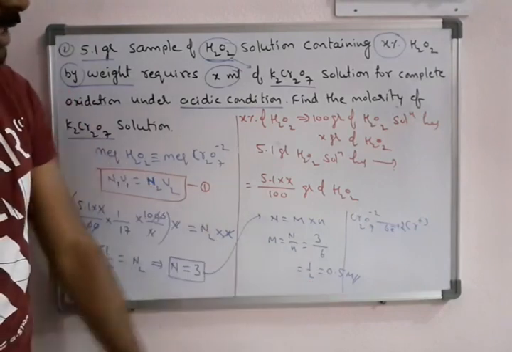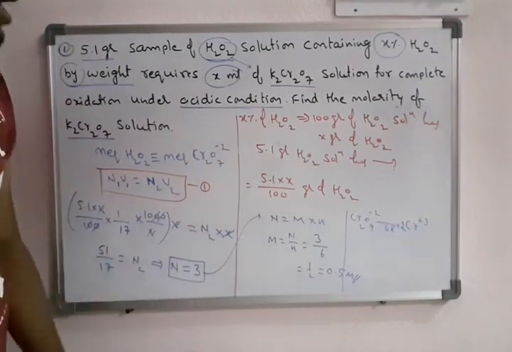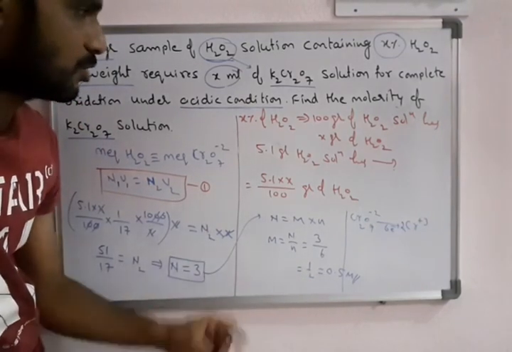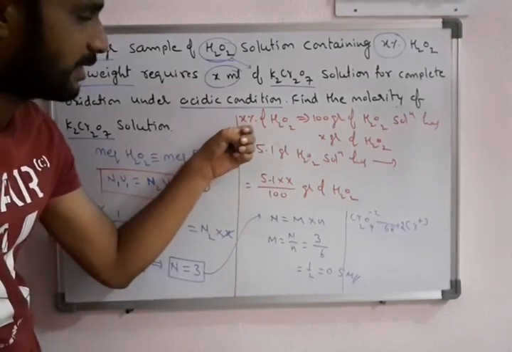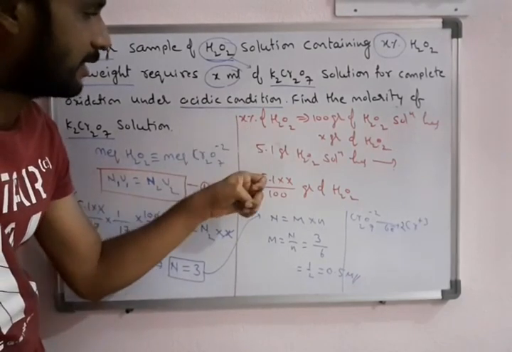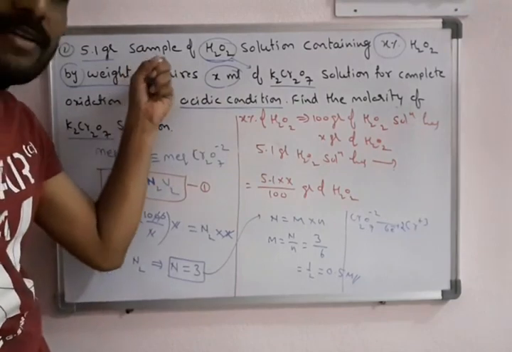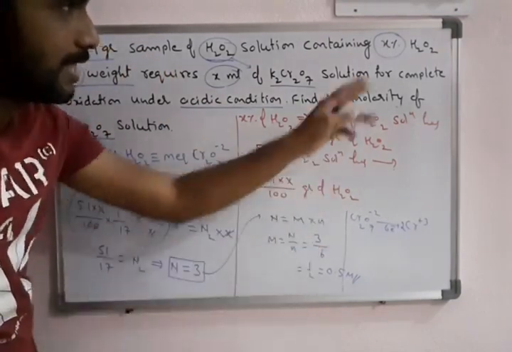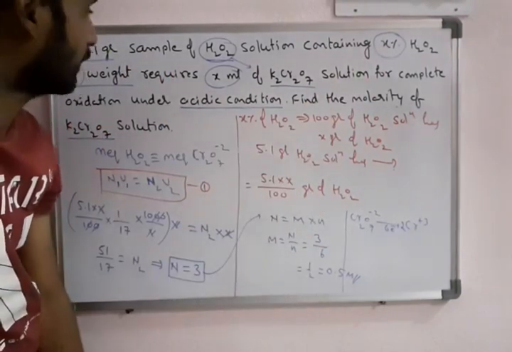its molarity. But here the extra thing is just that the hydrogen peroxide weight is given in terms of percentage. With the help of that X percentage, we are able to calculate the percentage present in the given sample. Which X percentage, the hydrogen peroxide.